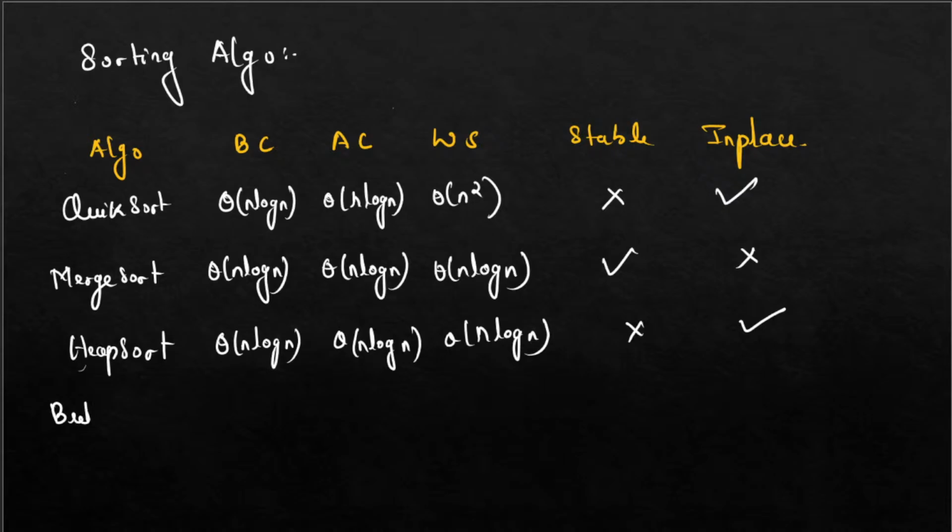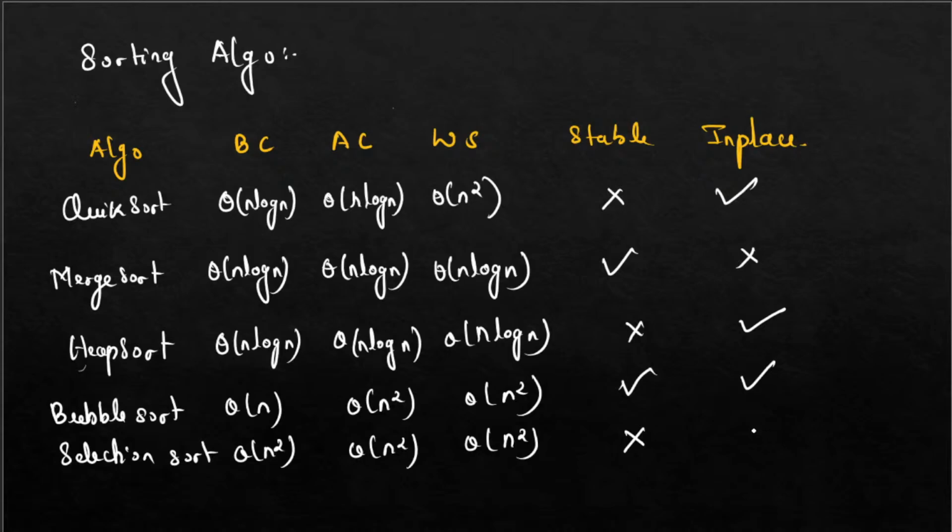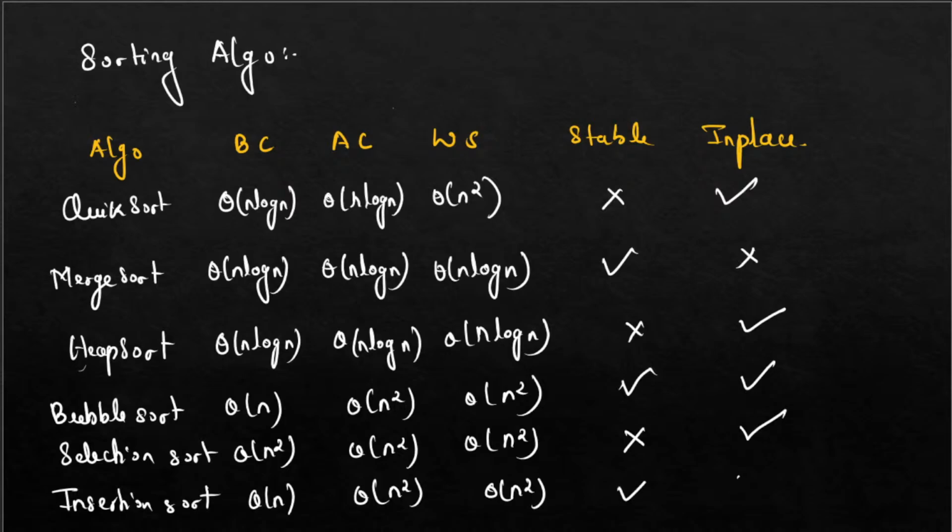After that, bubble sort. So bubble sort is nothing but theta of n square and theta of n square. So this is both stable and in place. After that, selection sort, theta of n square, theta of n square, theta of n square. So this is not stable but in place. After that, insertion sort. So insertion sort is theta of n square and theta of n square. This is both stable and in place.